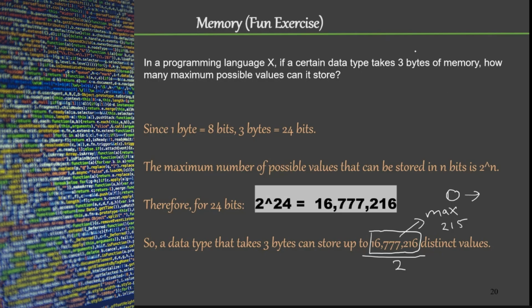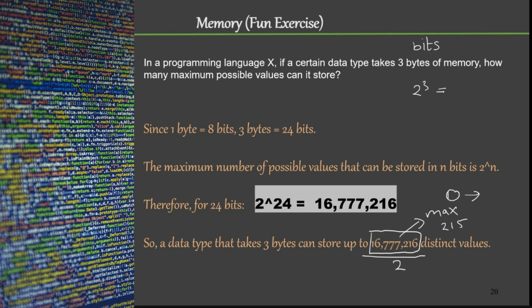Instead of 3 bytes, let's say the programming language takes 3 bits. And you have to take negative values also. So what is the minimum value? What is the maximum value? You have to figure it out. So let me start this.